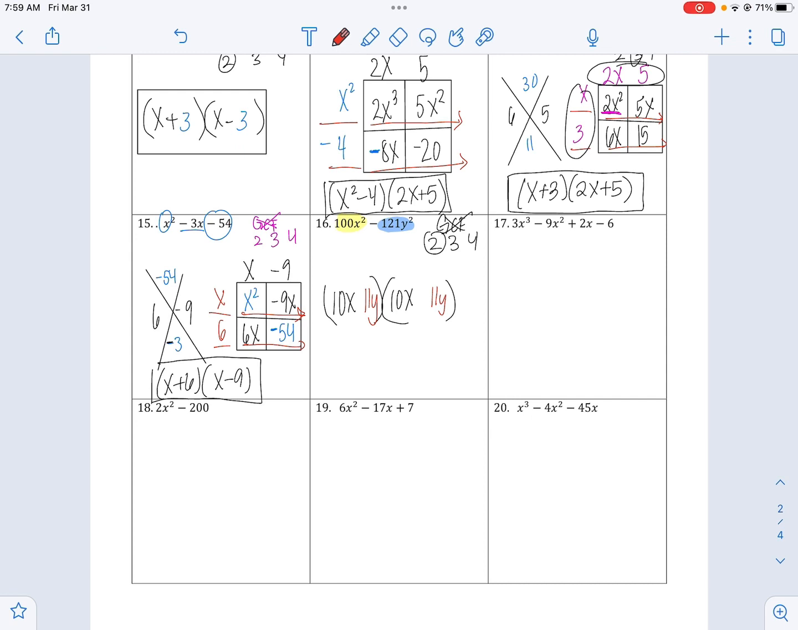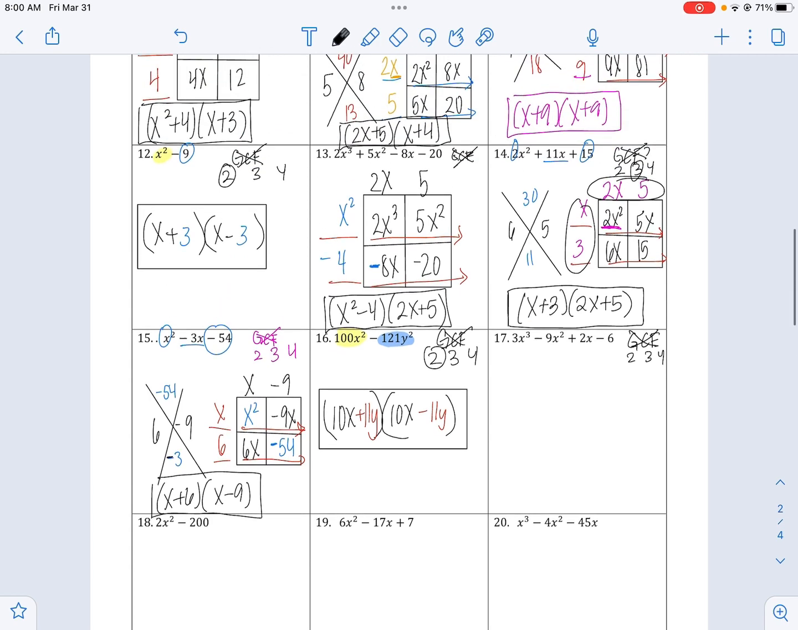Okay, now you're going to go ahead and put 1 positive, 1 negative, because we have a subtraction sign, and we want to make sure that those specific terms cancel. Okay, good job. Next question, GCF. Do we have one? No, we do not. 2 terms, 3 terms, 4 terms? I see that we have 4 terms.